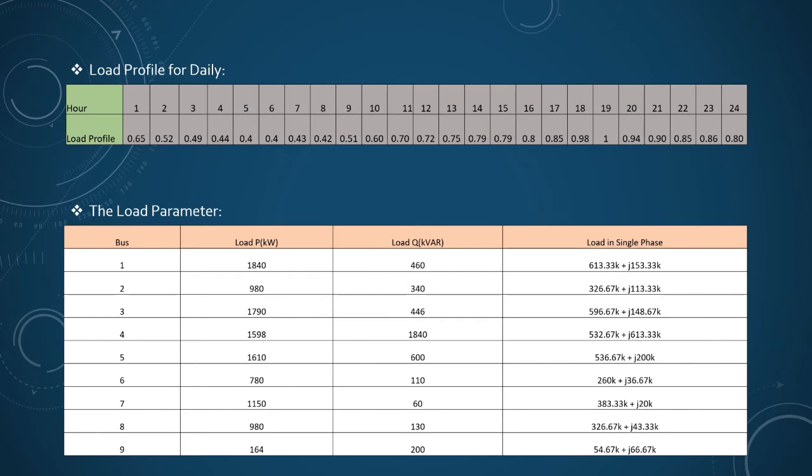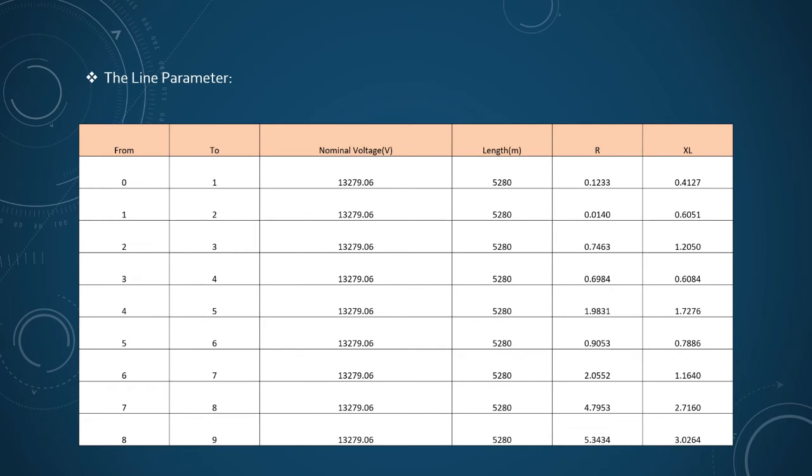Next is the load profile and load parameter that I use for my project, and also the line parameter. These three parameters were taken from a research paper on the internet. The nominal voltage that I use is basically 23 kilovolt. So 23 kilovolt is for 3 phase, so I convert to per phase, and the value is 13279.06 volt per phase.